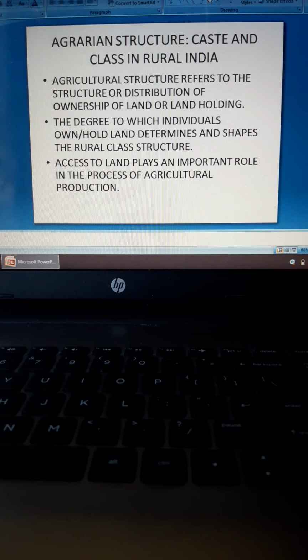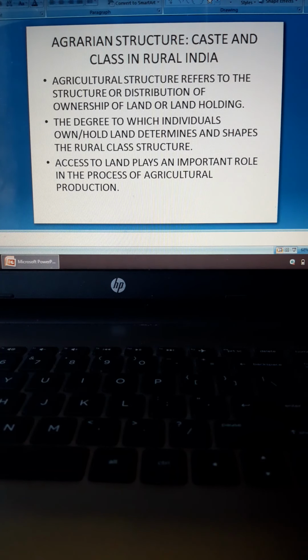Agrarian structure, caste and class in rural India. So what is agrarian structure? It refers to the structure or distribution of ownership of land or land holding. It is determined by how different groups hold their land. The degree to which individuals own land determines and shapes the rural class structure. So the class structure of the rural area is determined on the basis of who owns how much land, who owns the most land, and who owns the least land.